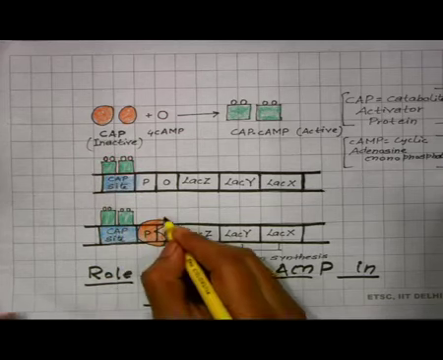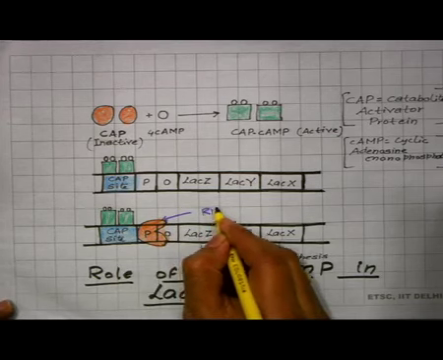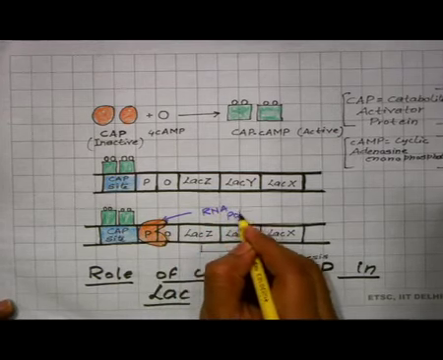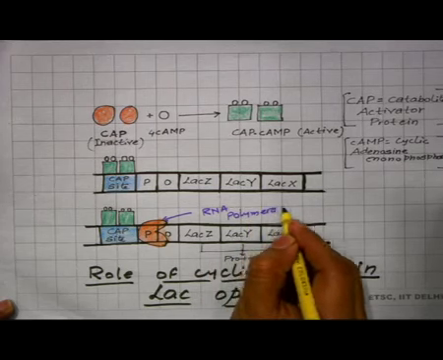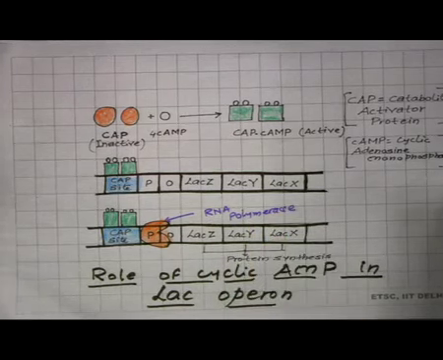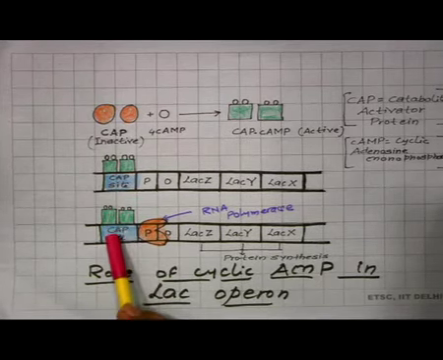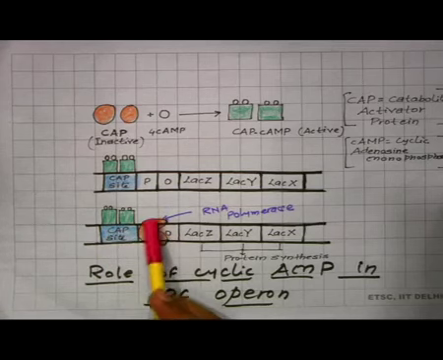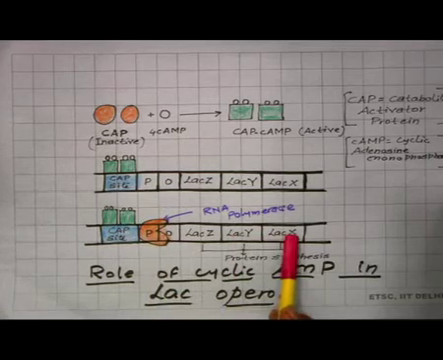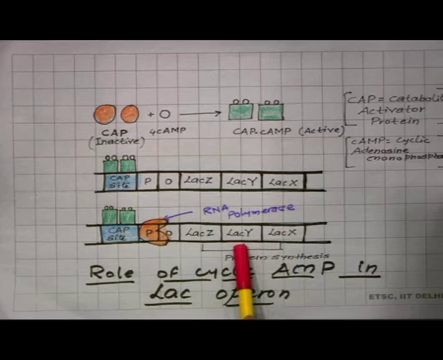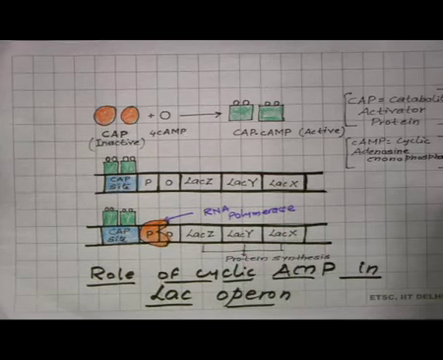This one is the RNA polymerase enzyme, which helps in transcription. With the help of this CAP-cAMP complex, the RNA polymerase will bind over the promoter, it will move towards the structural genes, and it will transcribe the genes to form the messenger RNA, and protein will be synthesized. And this is how the CAP-cAMP will perform its role for lactose metabolism.